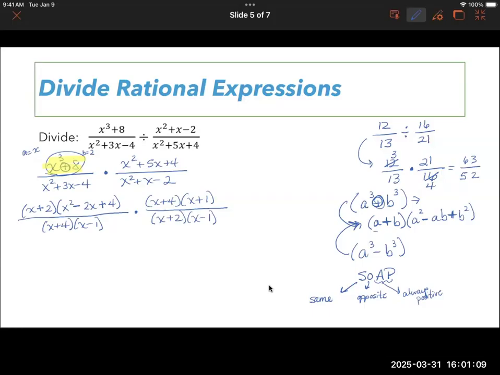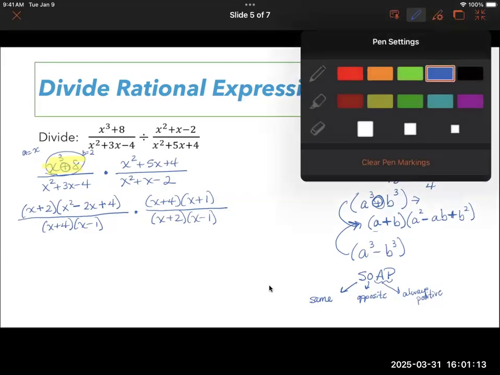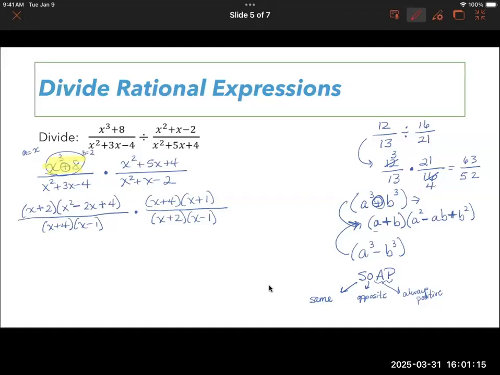Now you're just back to what we were doing with multiplication, just like we said with numbers. Now you look for common factors that can be canceled. So I have an x plus 2 in the first numerator and second denominator. I have an x plus 4 in the first denominator and second numerator. I do have matching x minus 1s, but they're both in denominators, so they cannot be canceled. And so I think that's all we can cancel out.